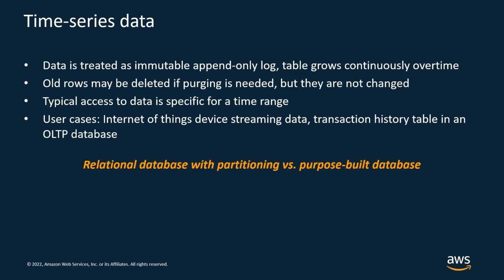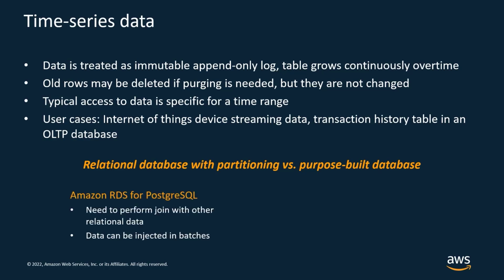or a purpose-built database like Amazon Timestream are popular choices. For example, if you already have data in a Postgres database and you need to run queries between the existing relational data and time series data, or if you frequently load data in large batches, then RDS Postgres is a good choice for storing that time series data.